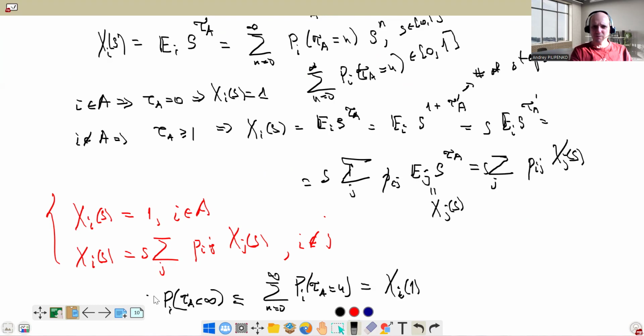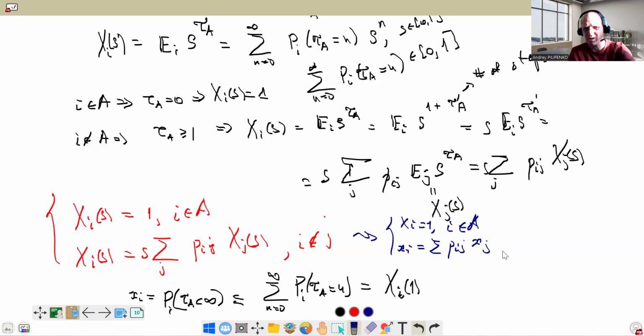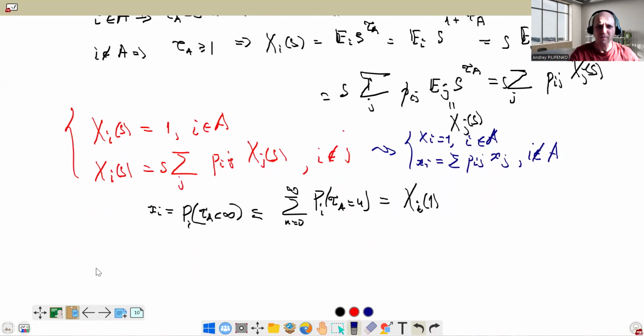So if we denote this by xi, then we get from here our system. Not xi of s. So xi is 1 if i is in A, and xi is equal to the sum of Pij xj if i is not in A. And the second question: how to find the expectation of tau A?